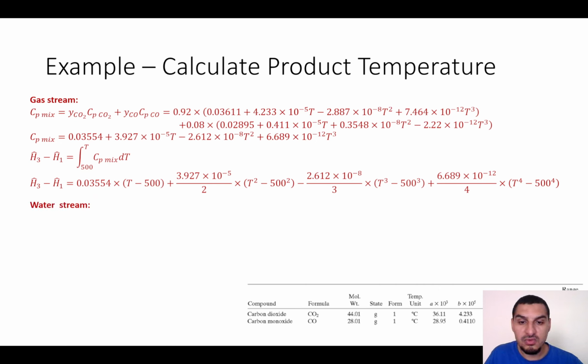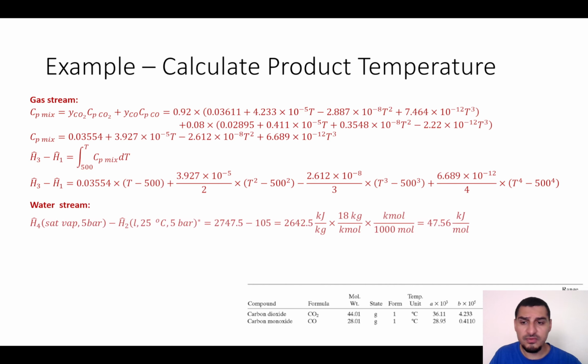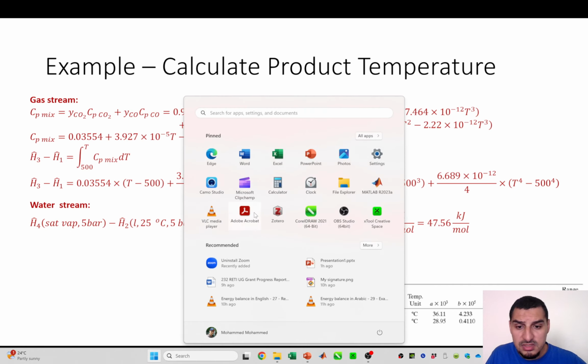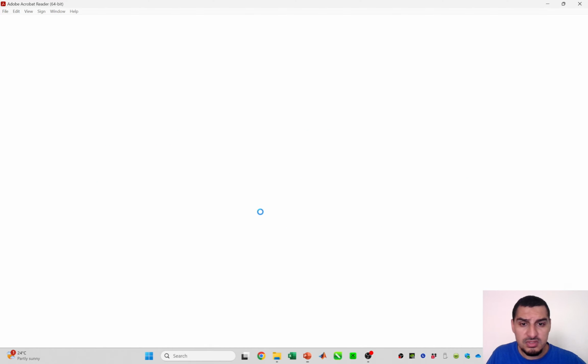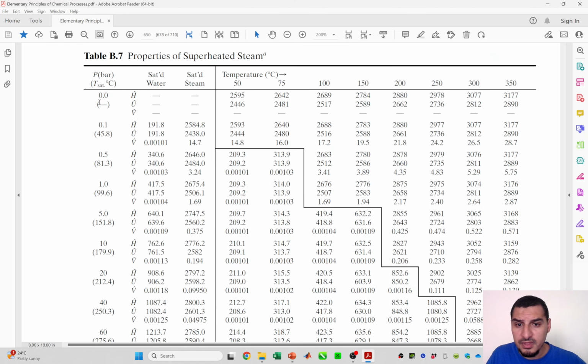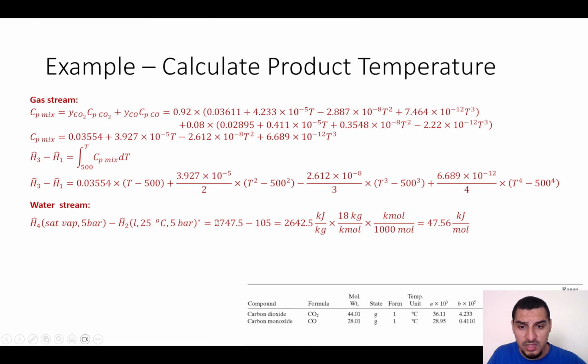Now for the water stream, we'll go to the steam tables. We have the enthalpy of stream 4, which is saturated vapor at 5 bars, which is already in the steam table. I'll just go to the steam tables just to take a look at it. So it's at 5 bars. This is saturated vapor. It's 2747.5. So this is the value that we have here.